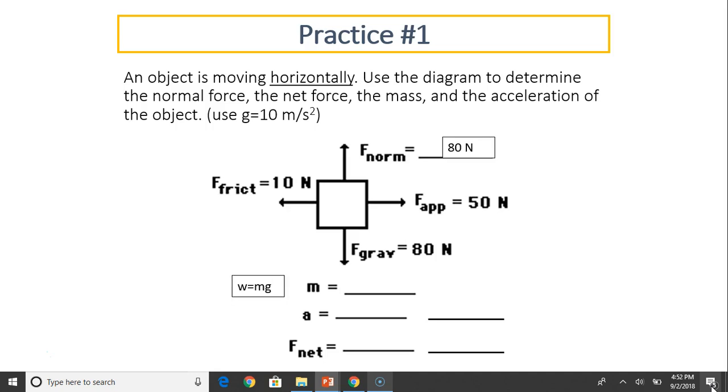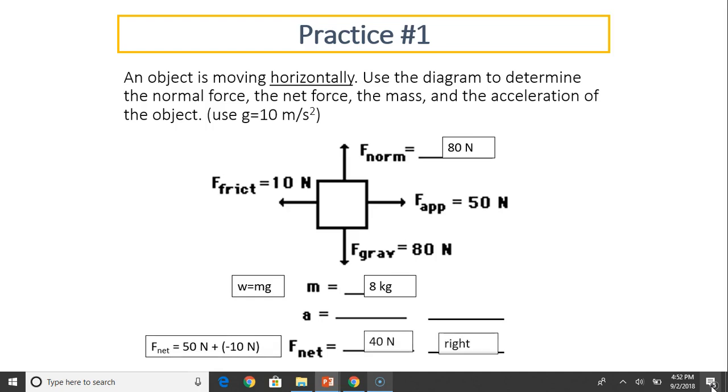Also, I can use W equals mg to figure out m. M equals W over g. 80 divided by 10, I get 8 kilograms. Next one, net force. Net force is a vector sum of all forces. Net force equals to the right, positive 50, plus to the left, negative 10. So net force is 40, direction is to the right.